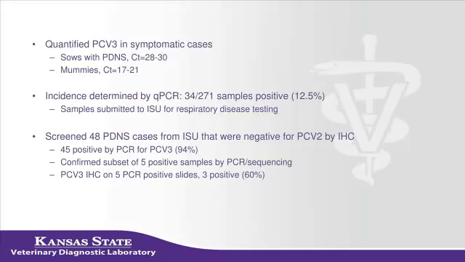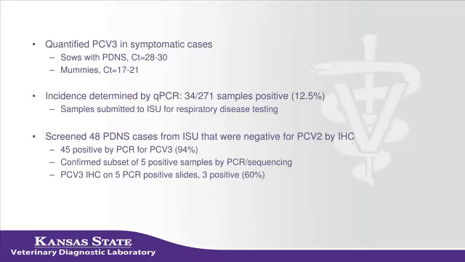We set up a PCR for PCV3. The sows with PDNS had relatively high CT values, upper 20s. However, in the mummies, again, that came from sows with PDNS, we saw CT values of 17 to 21. So very high levels of virus. In terms of genome copies, you're talking 7 to 8 logs of virus. We also took a bunch of samples from ISU that were submitted for just unassociated respiratory disease testing. 12% were positive, telling us this virus is out there.